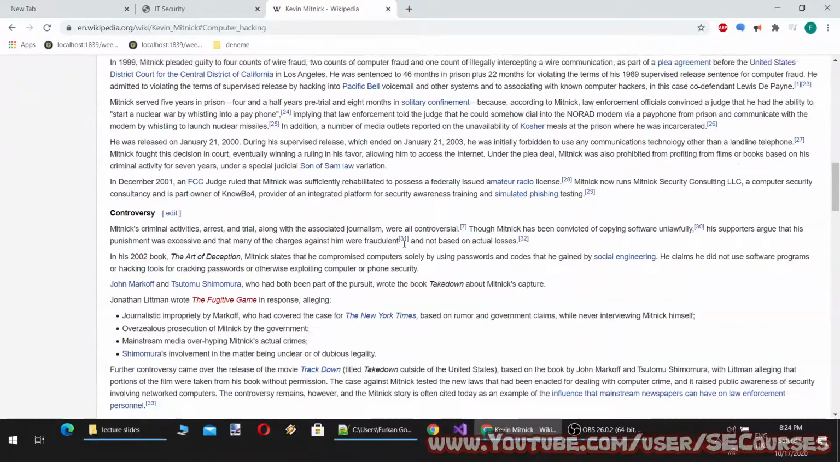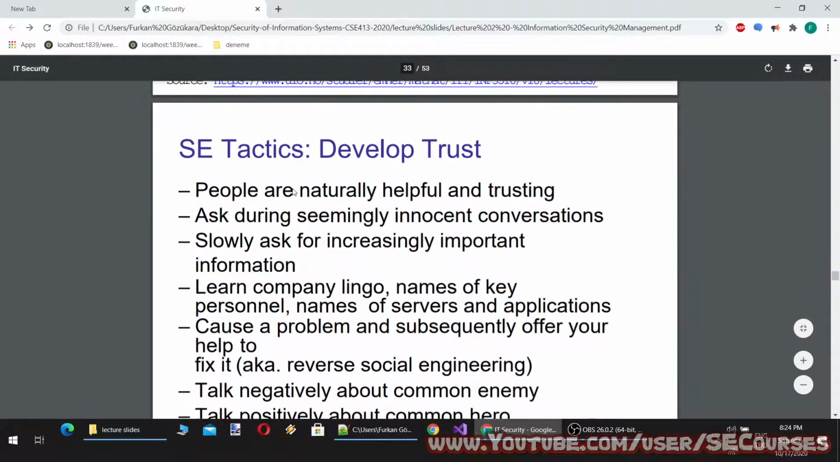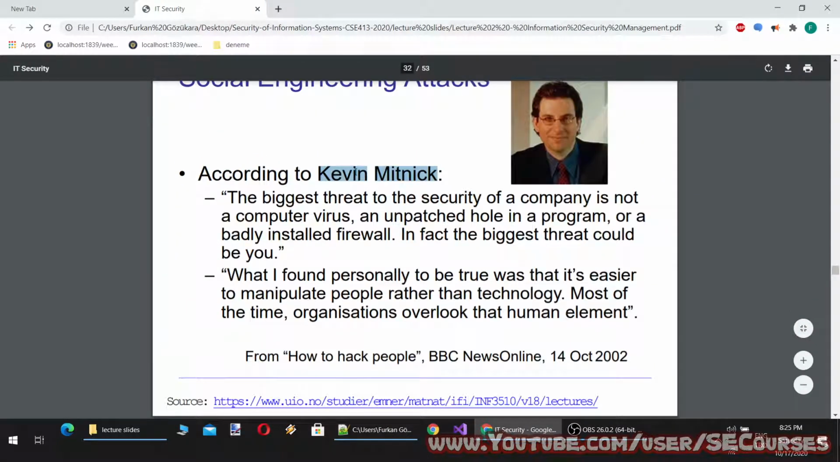Okay, you can read his history more on Wikipedia. So you see, according to Kevin Mitnick, the biggest threat is the human factor.